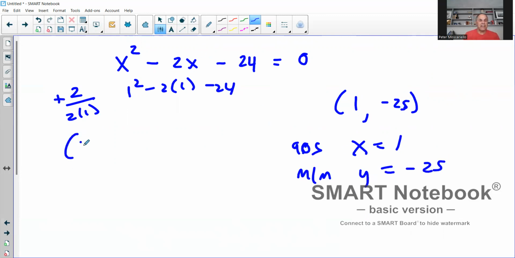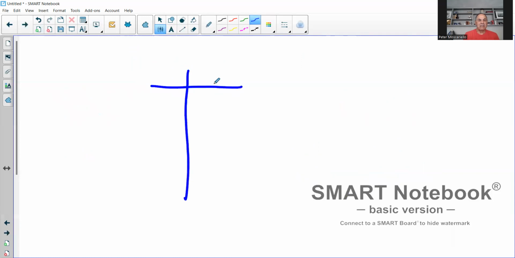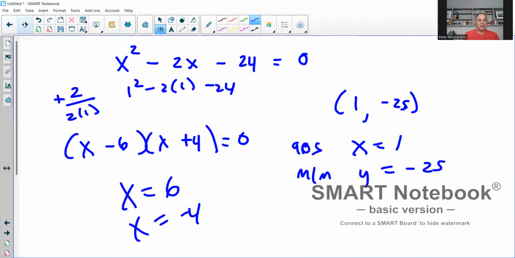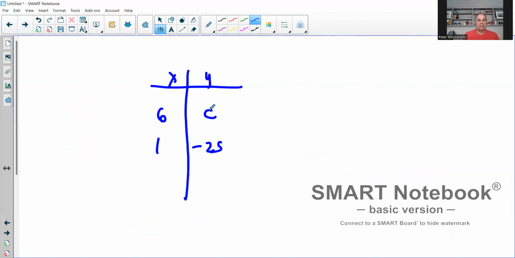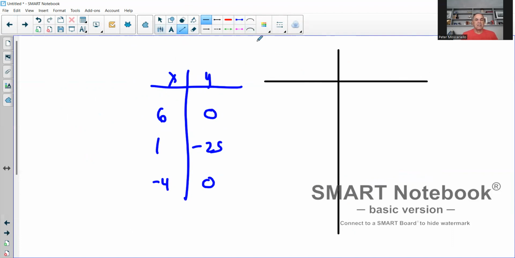The zeros: factor it, x minus 6, x plus 4 equals 0. So your zeros are 6 and negative 4. So when it comes time to graph, we had (1, negative 25), and we had (6, 0) and (negative 4, 0). Not a good one to graph here because negative 25 is way down there, but that won't happen on the test. But you get a point way down here, and you get (6, 0) and (negative 4, 0), and you've got your graph.